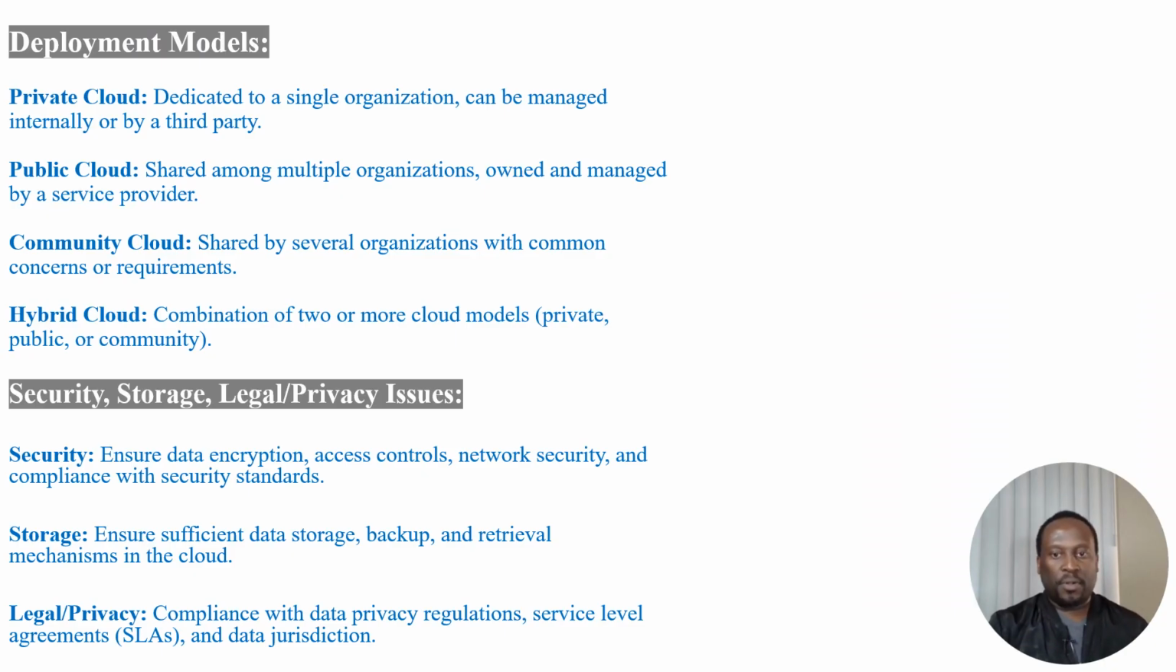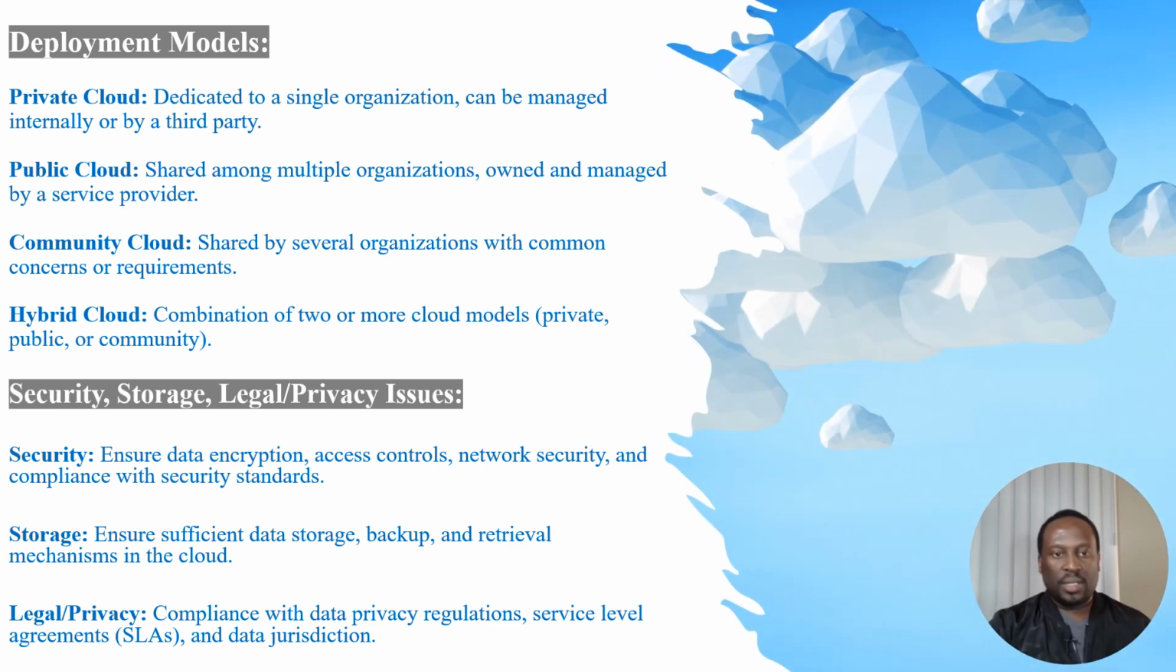We have four types of deployment models. These include private cloud, which is dedicated to a single organization and can be managed internally or by a third party. Public cloud, which is shared among multiple organizations, owned and managed by a service provider. Community cloud, which is shared by several organizations with a common concern or requirement. And hybrid cloud, which is a combination of two or more clouds, i.e., private, public, or community.